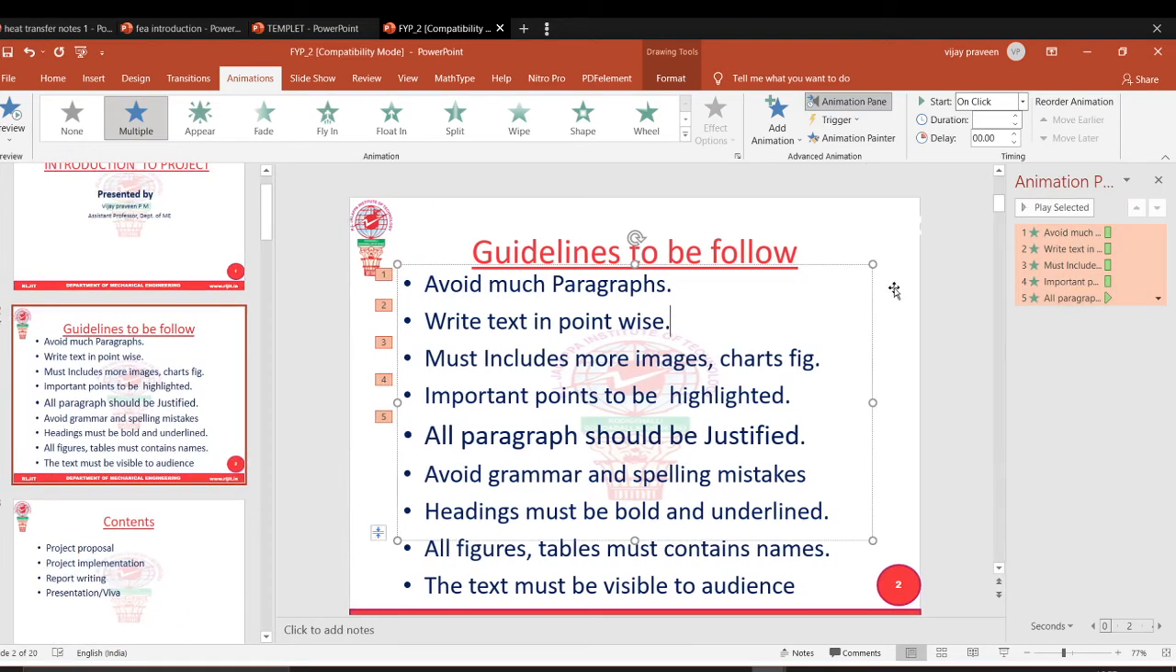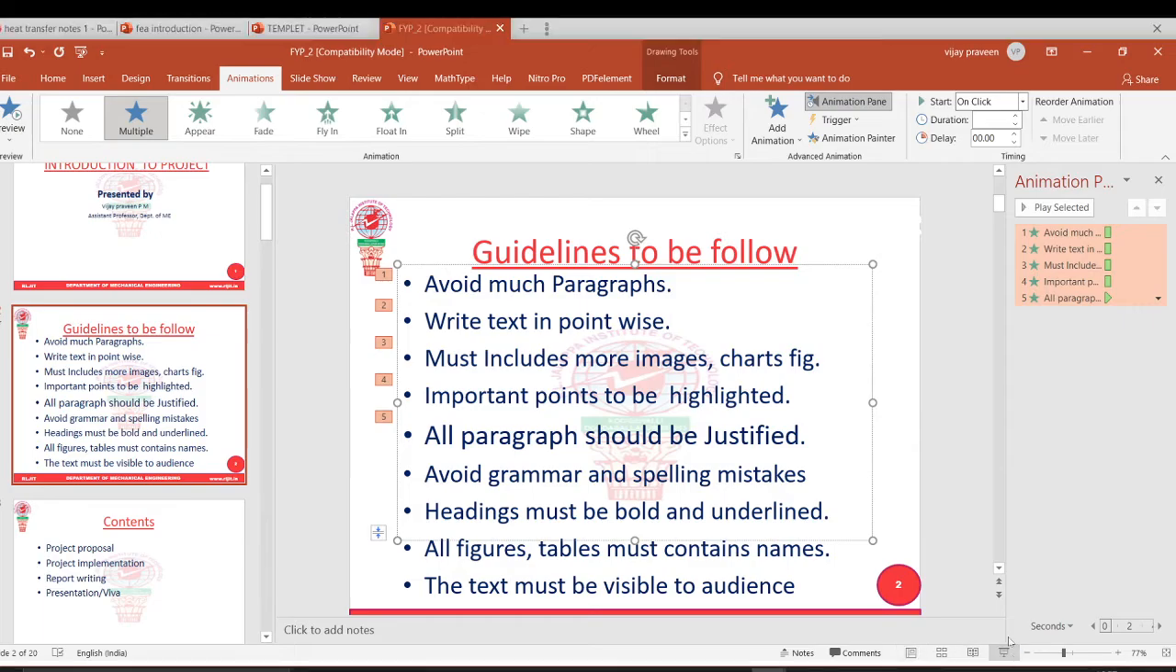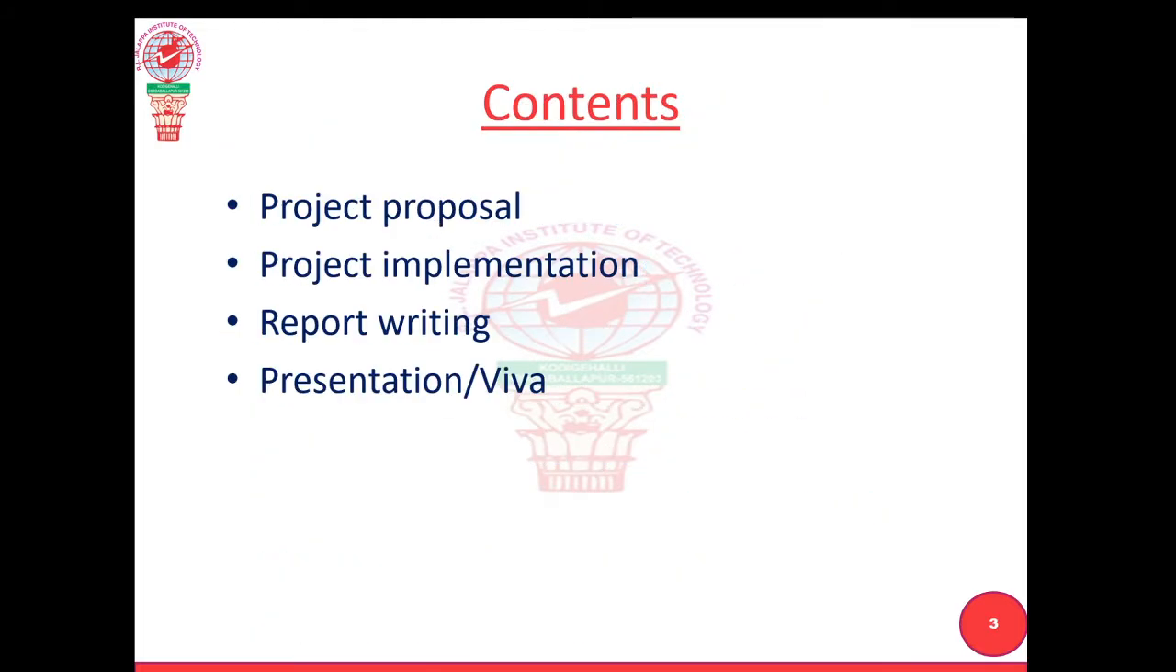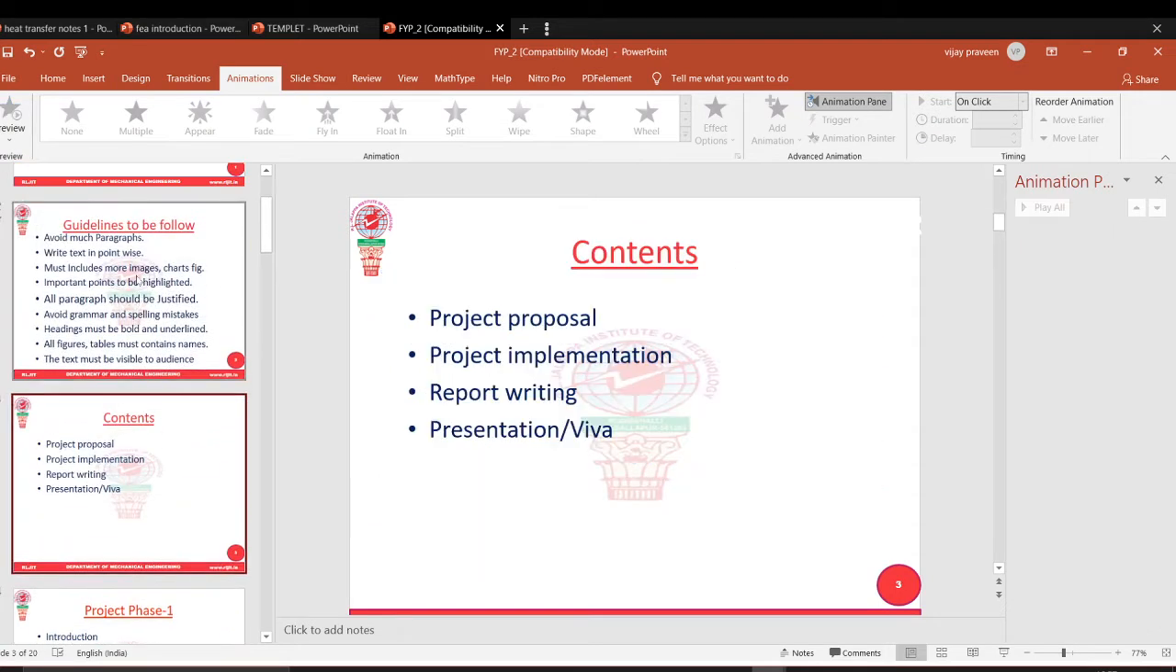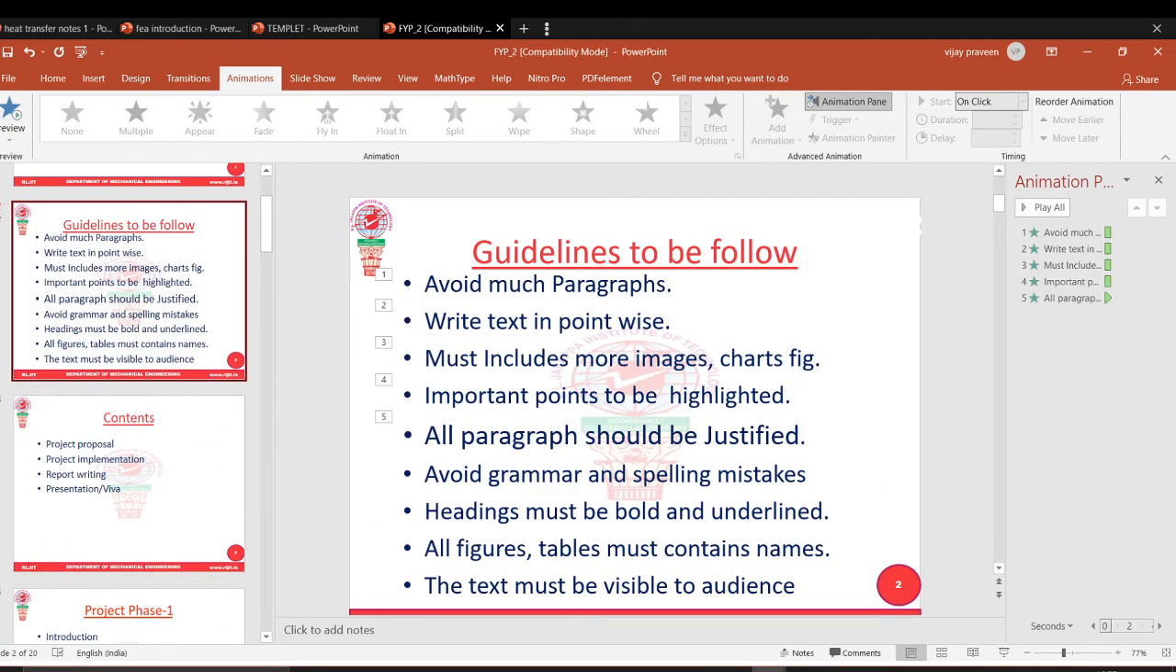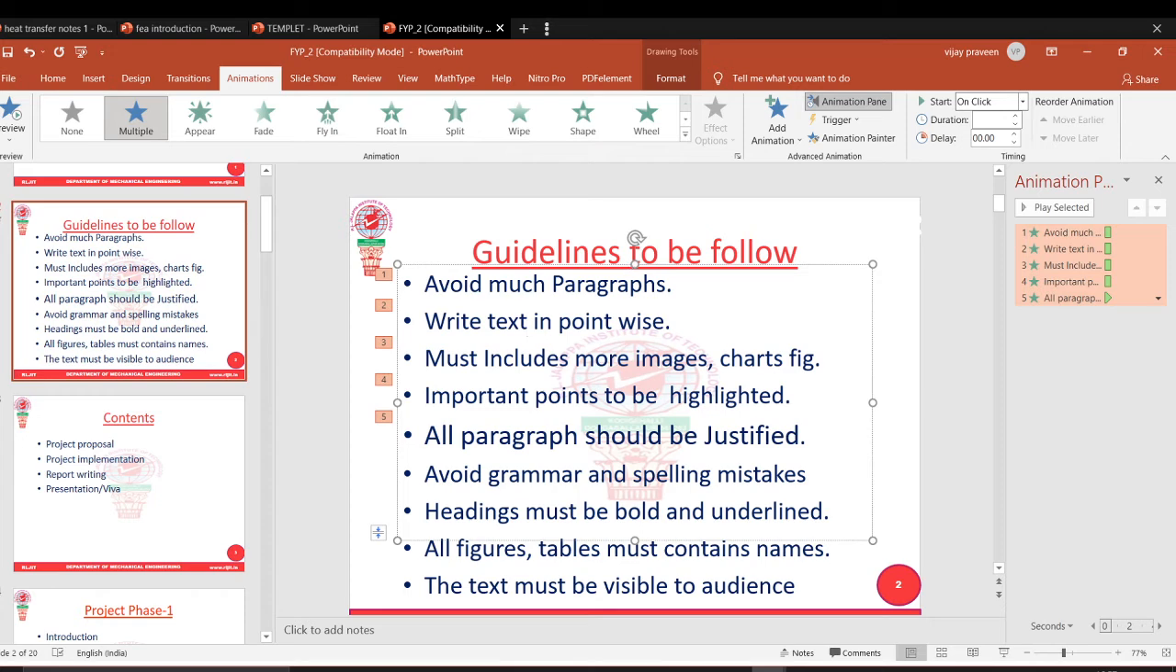So see, the series numbers 1, 2, 3, 4, 5. I have given animation. See, only four points I have given animation; for the other point, it is not given. Therefore, if you want everything, you can give it. This is called the entrance animation.